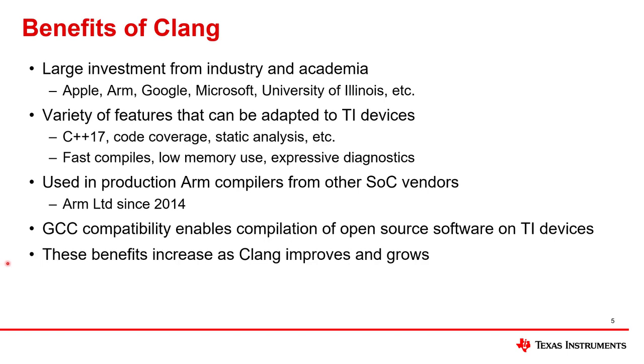These benefits only increase as Clang improves and grows. In fact, TI carefully constructed the compiler infrastructure to make it easy to stay up to date with the changes the open source community makes to Clang. So, whenever you get a TI-ARM Clang release, you receive changes that were implemented by both TI and the open source community only a short time before. And that remains the case with every single release.